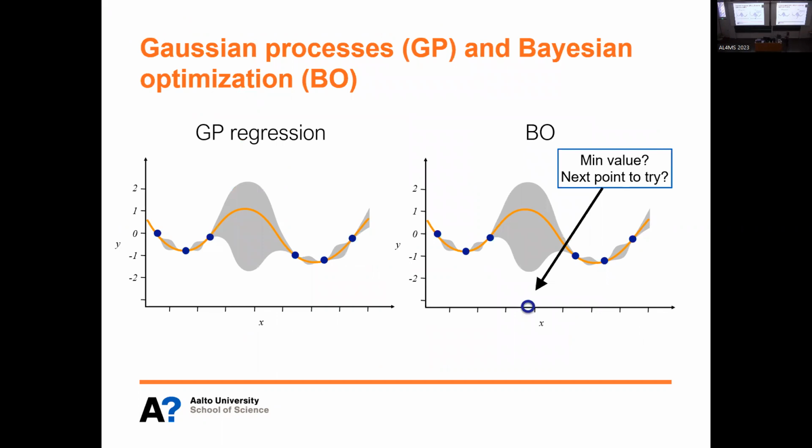And this is what you learned already yesterday. So on the left, you have an example of a GP regression model. Basically you have the prediction of the function value, but you also have the uncertainty. And on the right, you have an example of Bayesian optimization. There the focus is choosing where to sample next. And typically you want to optimize the function value at the same time. So basically, what should be the next point to try if you want to find the minimum value of the function, for example, in the least number of tries.